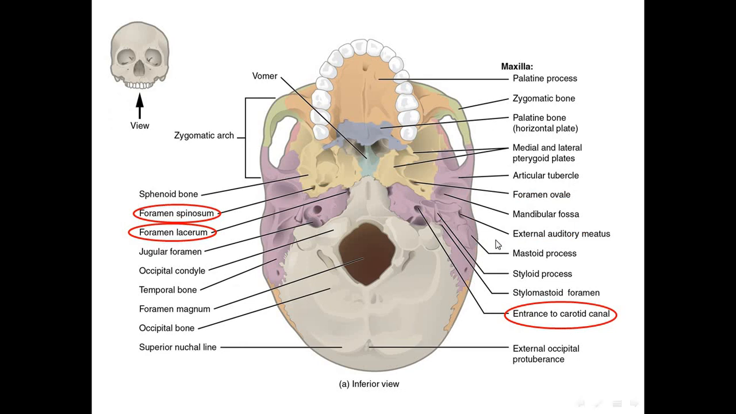Here we have a look at these openings on the inferior view of the skull base. This is the opening of foramen ovale, as we mentioned before. This is the entrance to the carotid canal. This is the foramen lacerum, and this is the foramen spinosum.